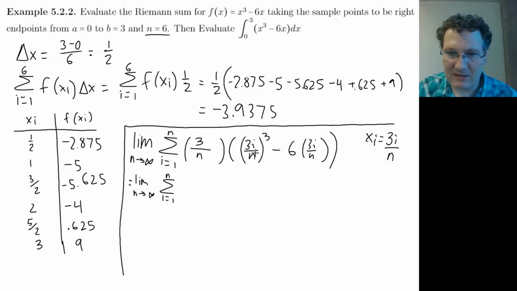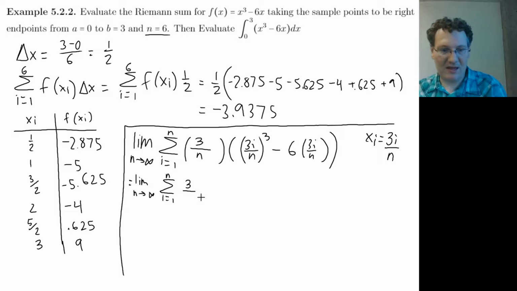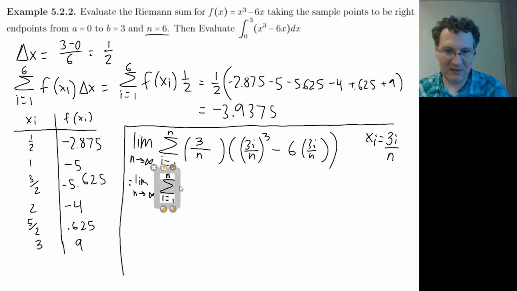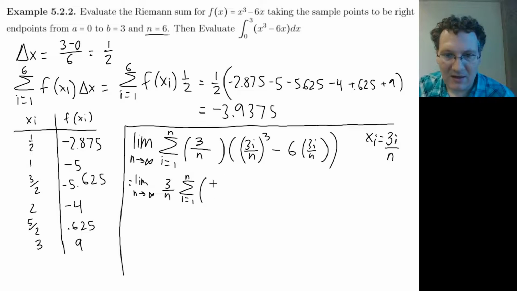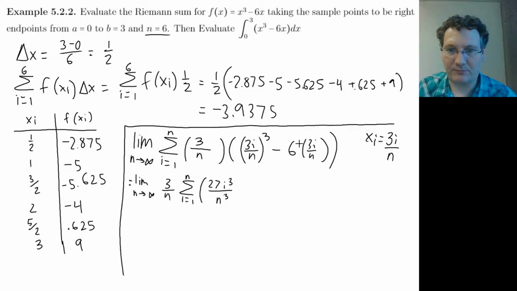Here we've got, let's see, 3i. My 3 over n, actually, for the moment I'm going to factor that out because there's no i's involved. Anything without an i can come out front. So 3 over n. And so what we've got here is 27i to the third over n to the third minus 18i over n.